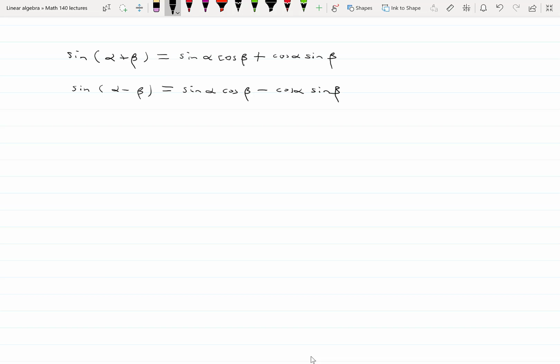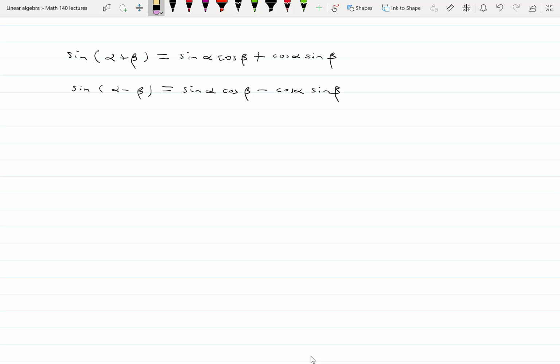If you look at the right side of each of these identities, it's sine, cosine, cosine, sine, sine, cosine, cosine, sine. Then further, it's alpha, then beta, then alpha, then beta. And the sign between sine alpha cosine beta and cosine alpha sine beta is the same sign that's on the left-hand side. So the pattern is sine, cosine, cosine, sine, with the variables alpha, beta, and the signs stay the same. So for the sine of alpha minus beta, it's sine alpha cosine beta, same sign, minus cosine alpha sine beta.